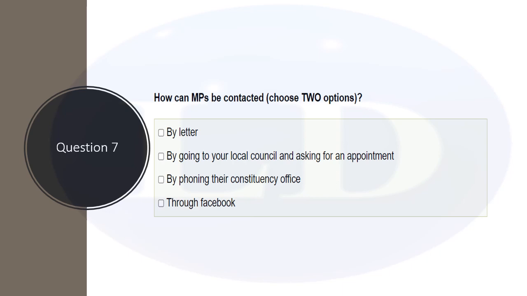How can MPs be contacted? Choose two options. By letter, by going to your local council? No, that's not right. By phoning their constituency office, or through Facebook? Facebook is not the right option. You can either write a letter to your MP, or you can ring their local office, which is the constituency office.